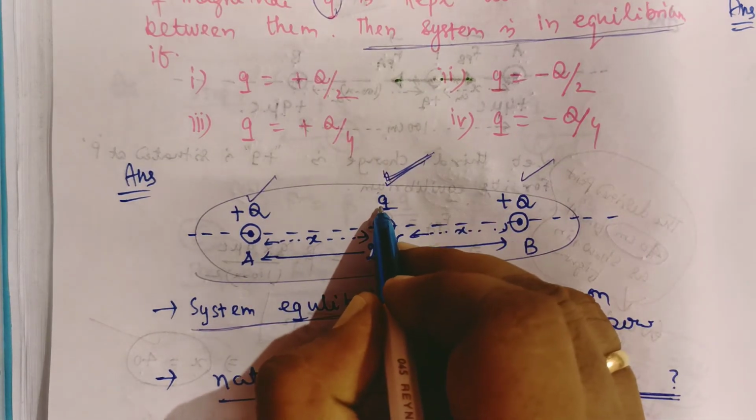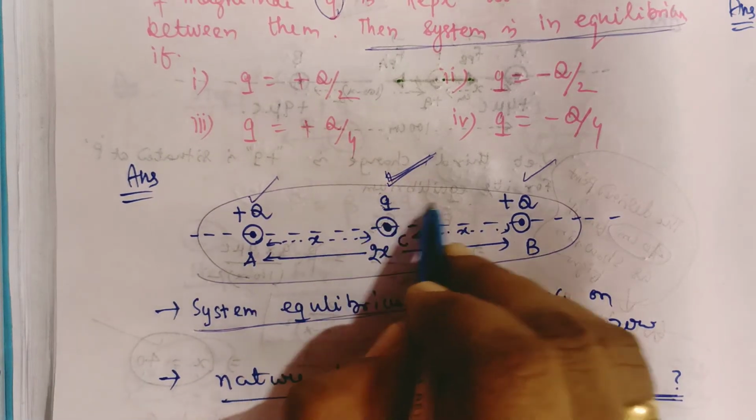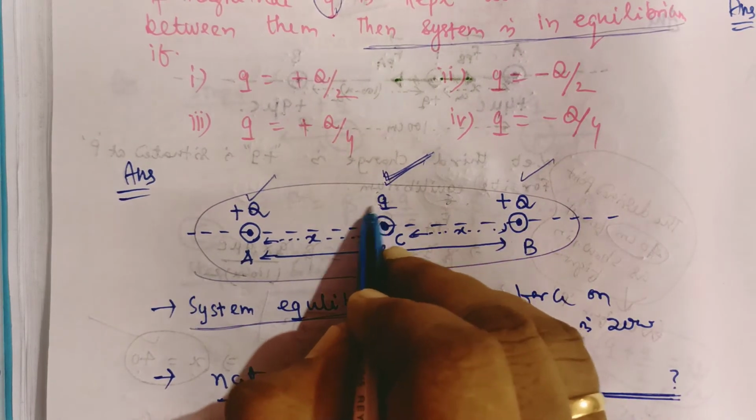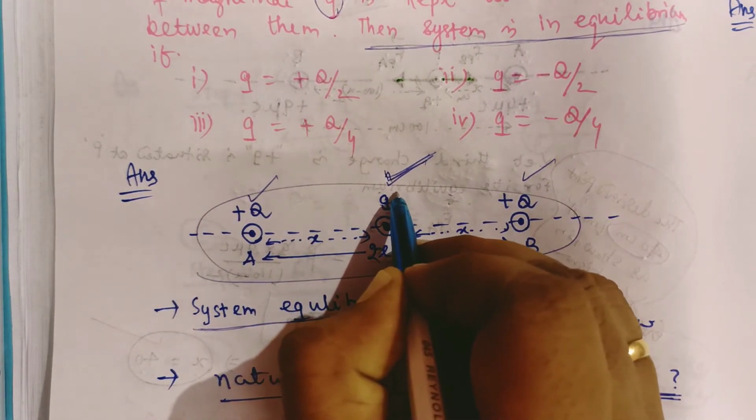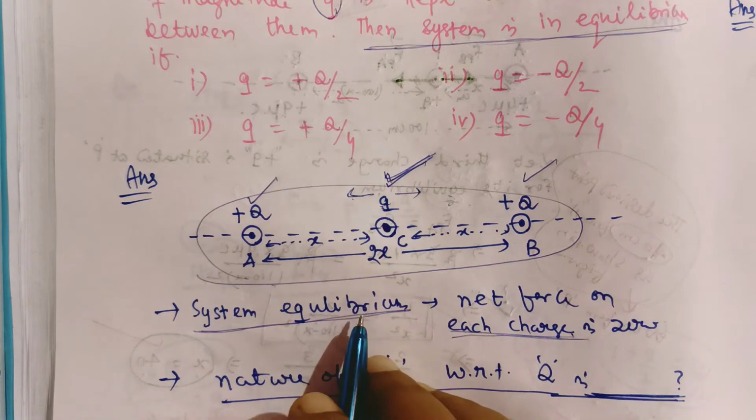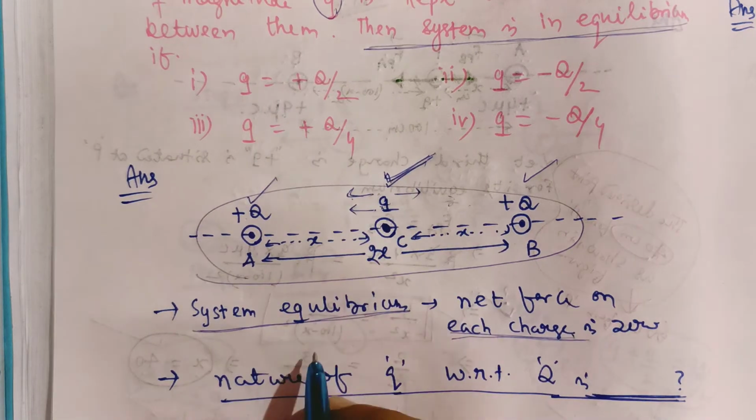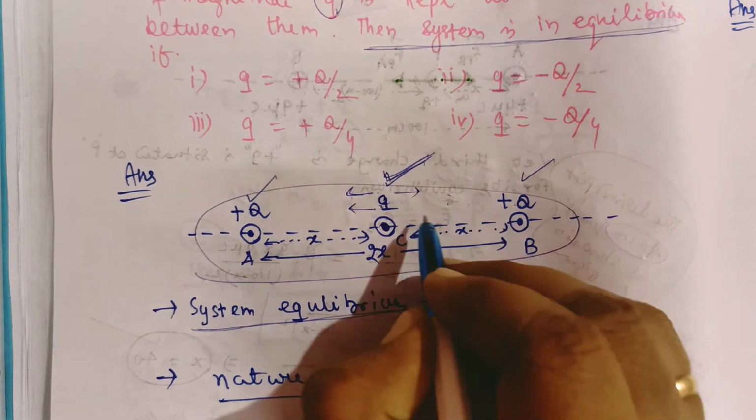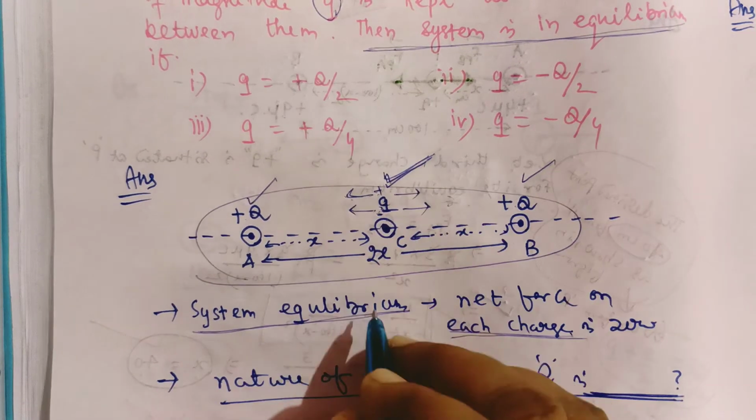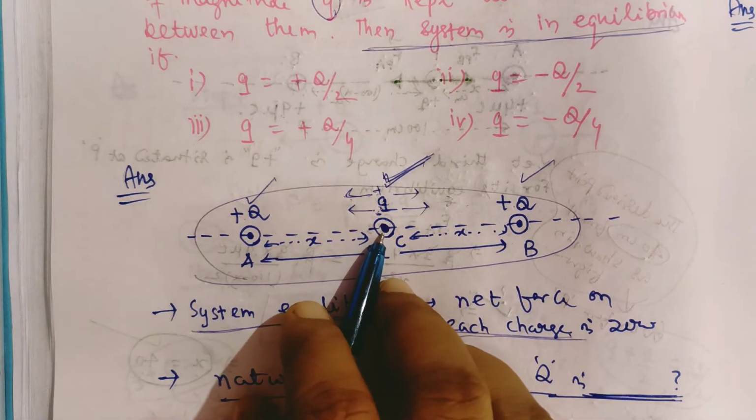If it is plus q, it will repel this charge in this direction. Simultaneously this charge also repels it in this direction. So these two forces are equal and opposite, so they cancel out. If it is minus, same answer: plus q will attract in this way, and this plus q will attract in this way. Opposite directions mean they can cancel. So the third charge can be in equilibrium.